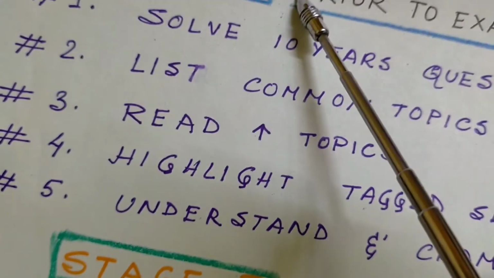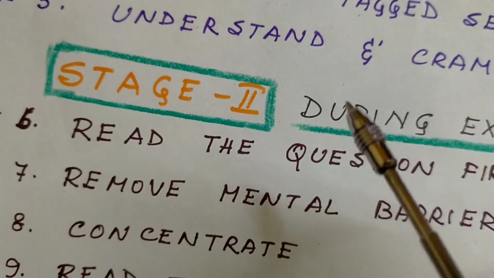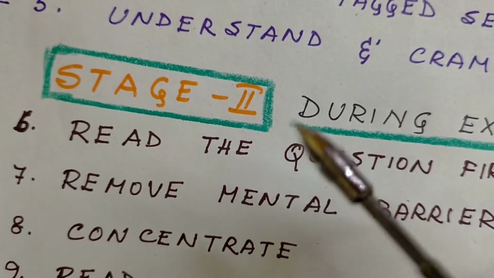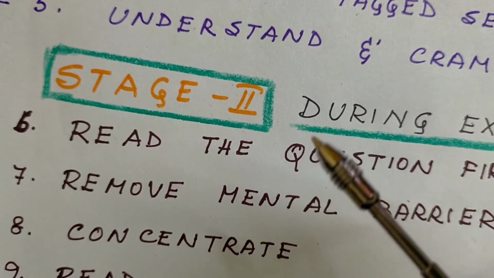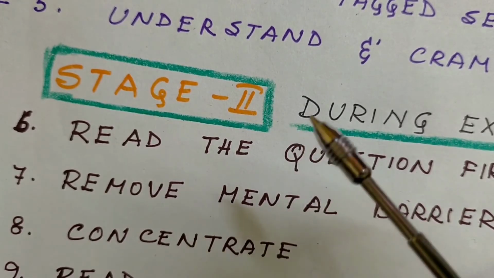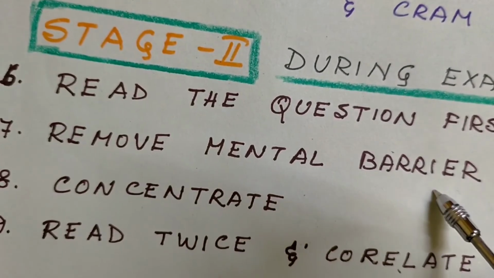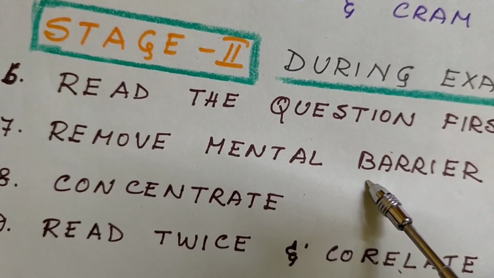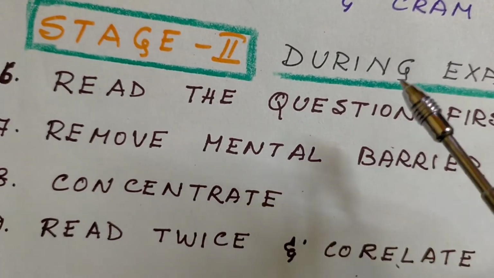Our stage 1 is complete, that means preparation before the exam is complete. So now we are appearing in the exam. When we appear in the exam, always remember we must have a calm mindset. So first of all, let us remove any type of mental barrier that I will not be able to do the case study today, or I will have some problem in solving it. Let us remove this mental barrier.